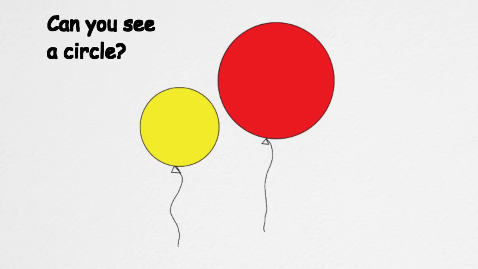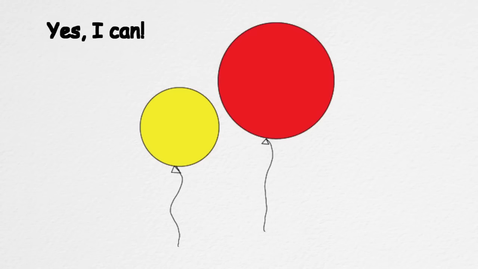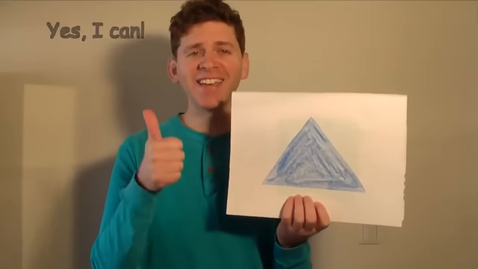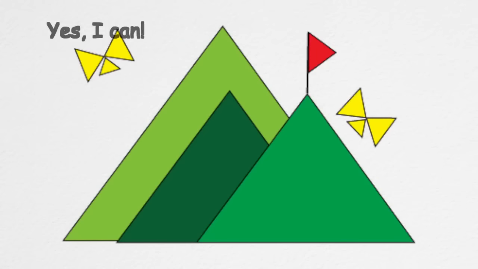A circle, a triangle, a square, a heart. Can you see a circle? Yes, I can. Can you see a triangle? Yes, I can. A circle, a triangle, a square, a heart.